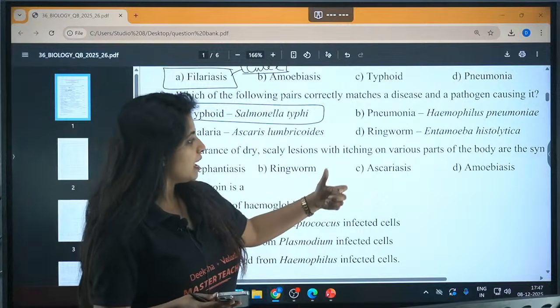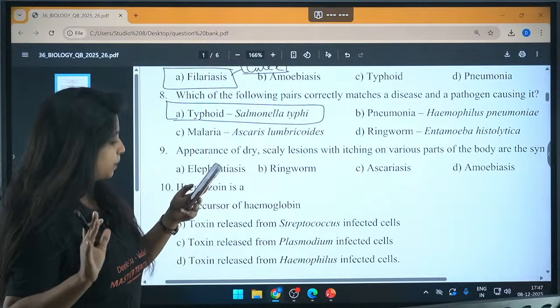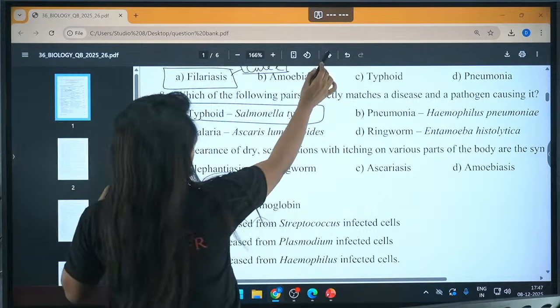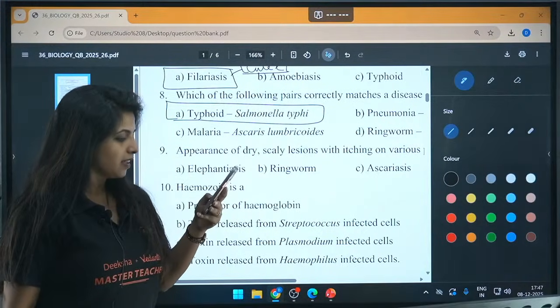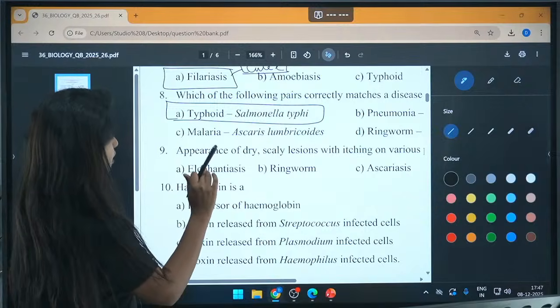Elephantiasis, ringworm, ascariasis, amoebiasis. Rukmini says the answer for 9 is B. Vidya also says it is B. Two people say the answer for this question is B. Anyone who says no, it's something wrong? Puttaraju Karthik also says B. Bhagu also says it's B. Since everyone is saying it's B, let's log B.